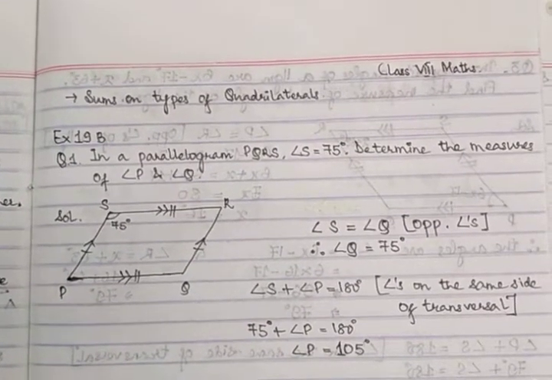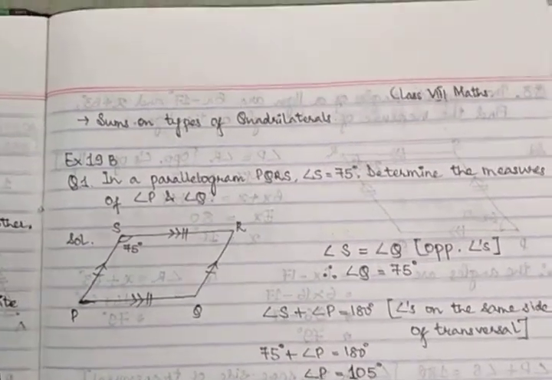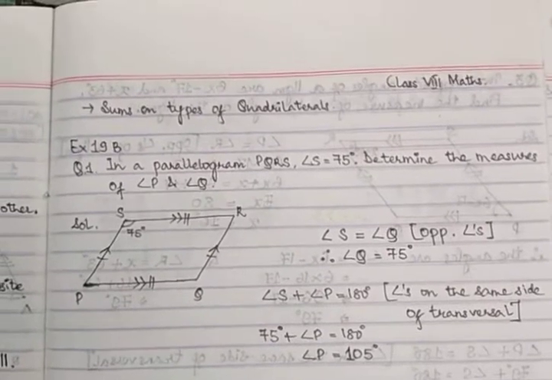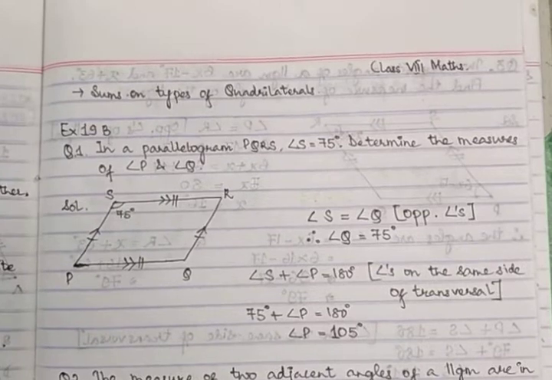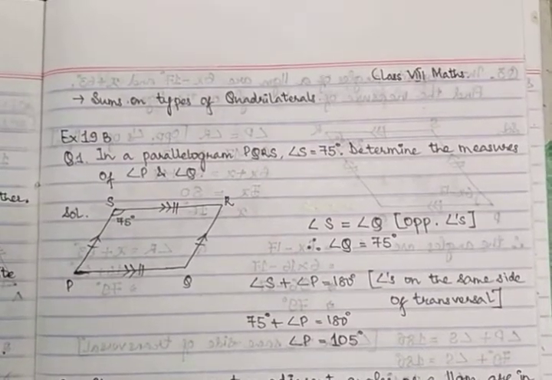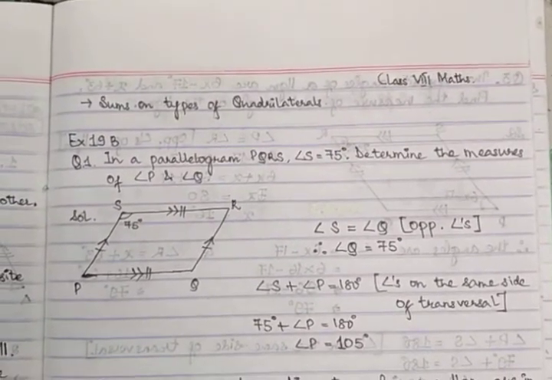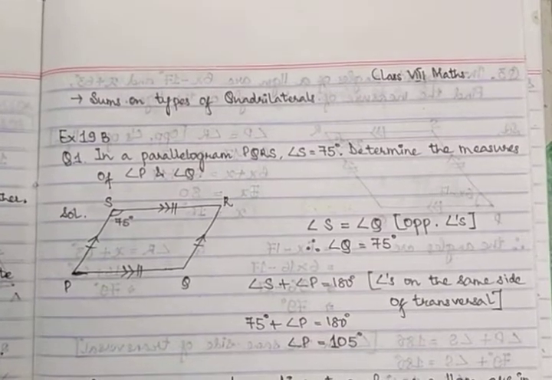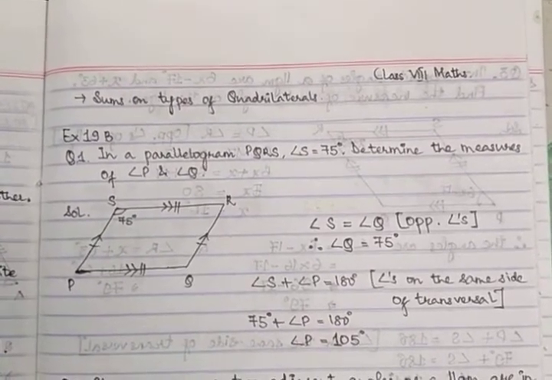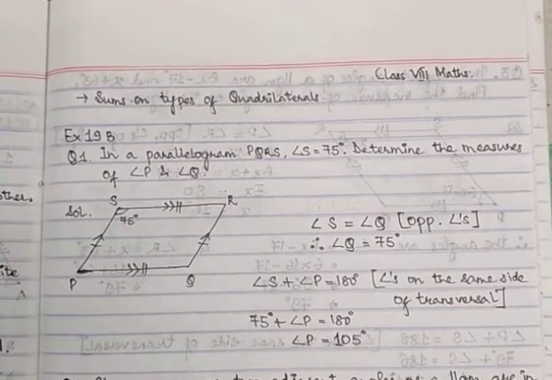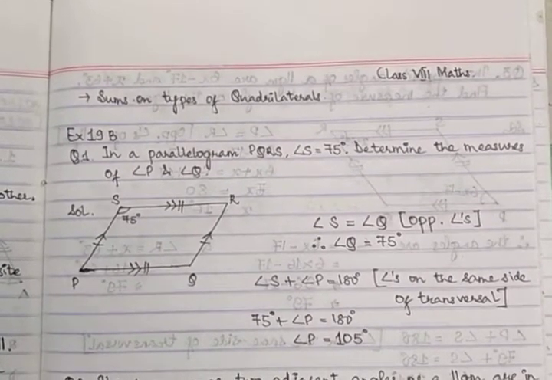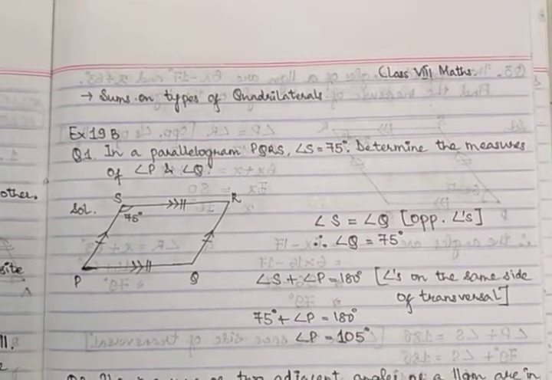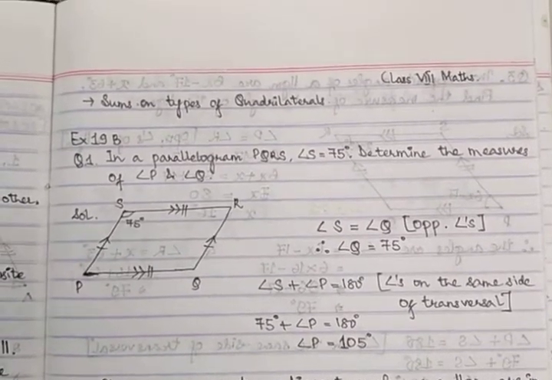Here I picked this from exercise 19b, because exercise 19a just had a few basics regarding the types of quadrilaterals. Therefore I have simply picked up from exercise 19b, which is directly sums. Exercise 19a had few basics that we already discussed in the previous video, so those who go through the previous video can easily solve exercise 19a.